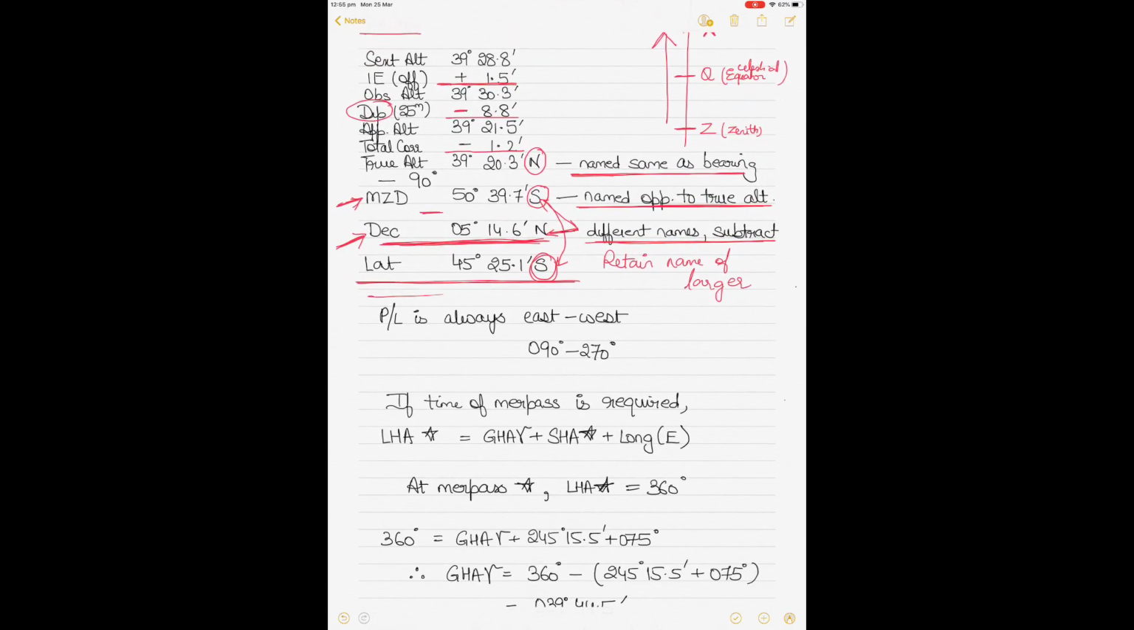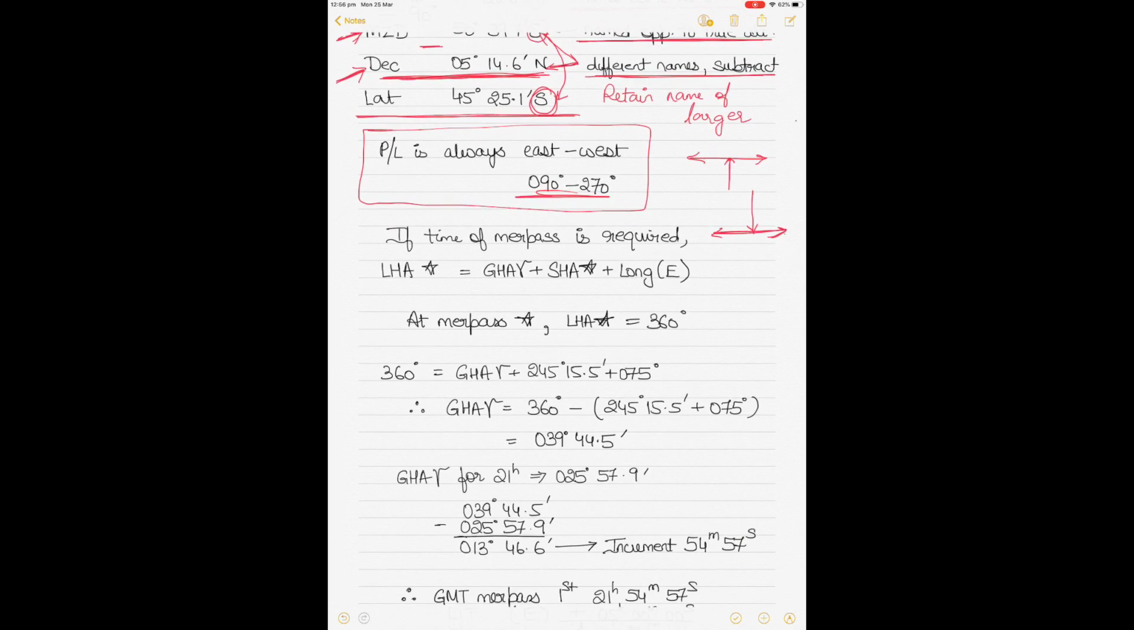Now when it comes to Meridian Passage, position line is always east or west. That's because the body is bearing north or south of you, it's vertical, and the perpendicular line to the bearing is always east or west. So even if it was bearing south, the perpendicular line to that will always be an east or west bearing. That's why the position line in case of Meridian Passage is always bearing east-west. That means it's bearing 090 to 270. This is in case of all Meridian Passage questions.